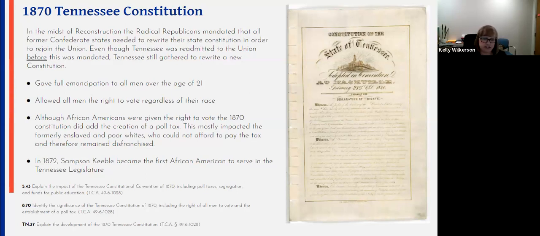By 1872, however, Sampson Keeble is the first African American who is elected to serve in the Tennessee legislature, and several others will be elected over the course of the Reconstruction period.